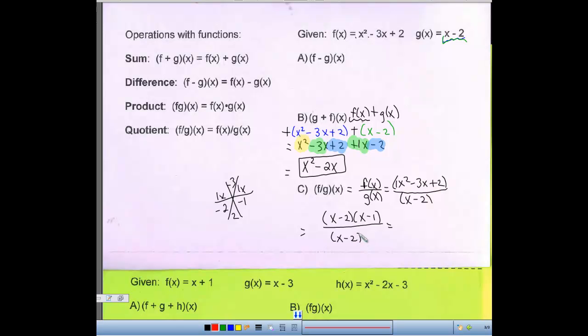Now at this point it's real nice because I noticed that on top and bottom of my fraction I have two numbers that are just alike. And when that happens, they reduce to 1. So I can just mark them out. And I'm left with x minus 1, and this is the answer.